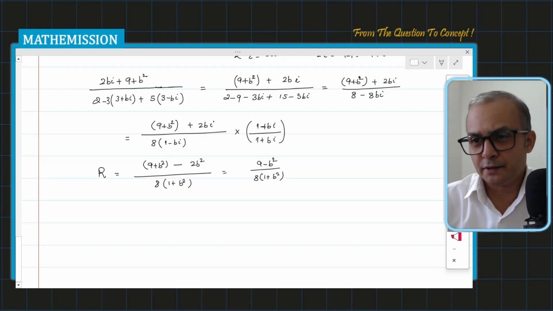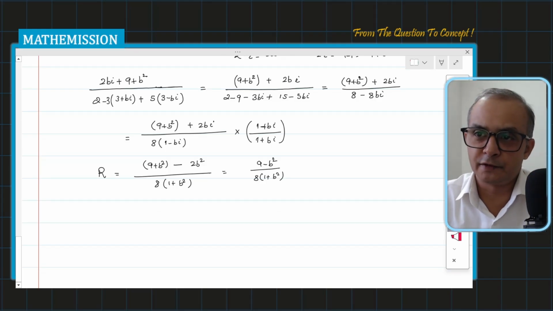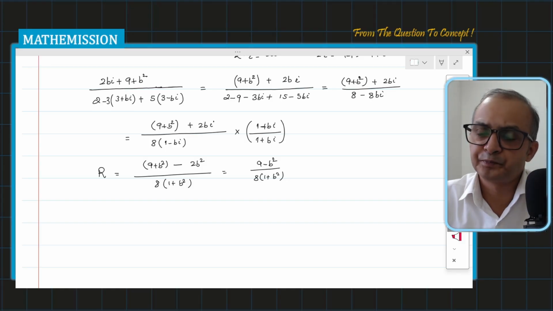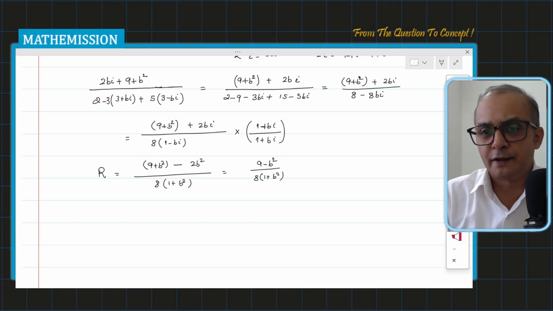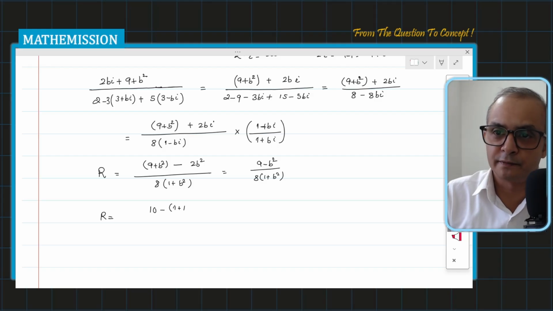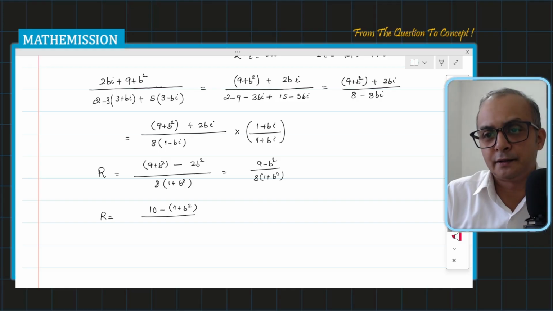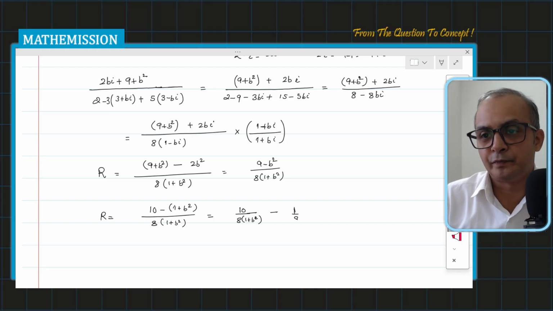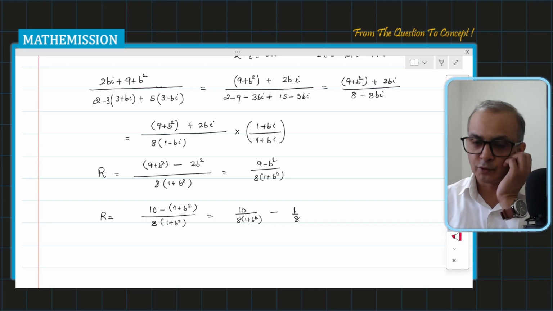Now there are different ways to find out the interval for r. I will give you 2 methods. One, you can write the r in terms of 1 plus b square in the top. So I can write here 10 minus 1 plus b square, divided by 8 times 1 plus b square. From there I can write 10 by 8 times 1 plus b square, minus 1 by 8. And from there we have to work on only b square.